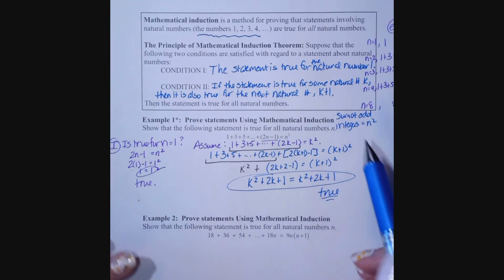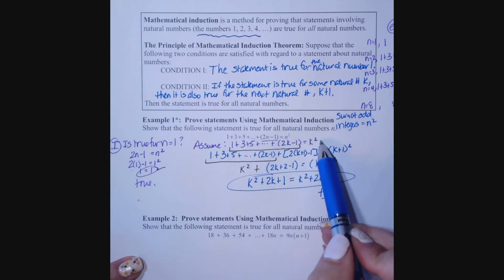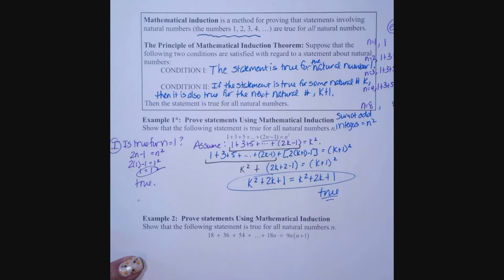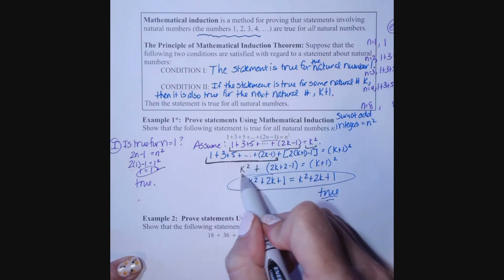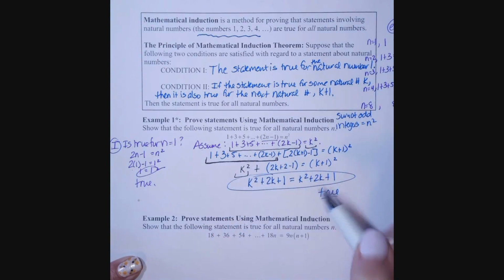Okay, so we used substitution. We made an assumption and we said, you know what? This is equal to k squared. We're assuming that. So then I can take that back out and I can replace it with k squared.